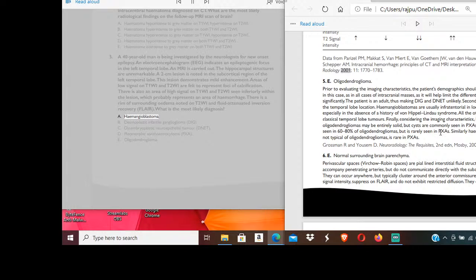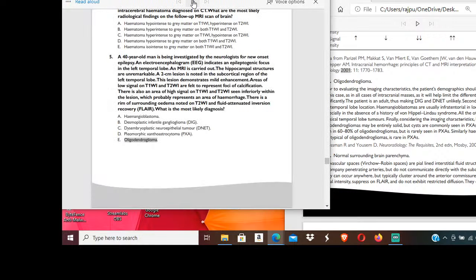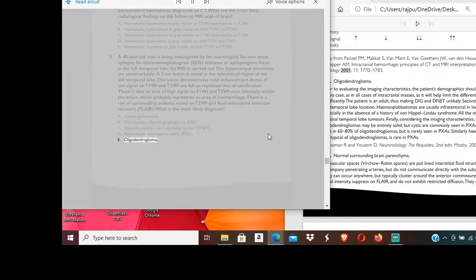A. Hemangioblastoma. B. Desmoplastic infantile ganglioglioma, DIG. C. Dysembryoplastic neuroepithelial tumor, DNET. D. Pleomorphic xanthoastrocytoma, PXA. E. Oligodendroglioma.